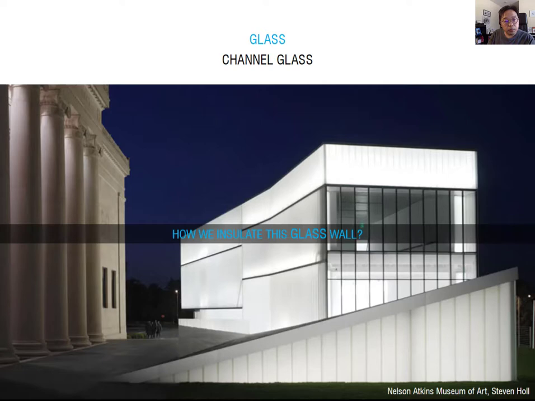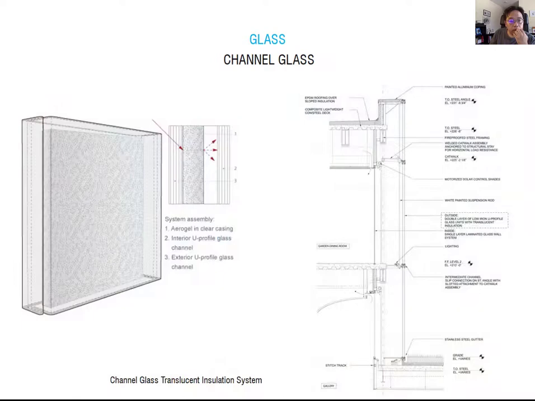How do we insulate this glass wall? Everything is just glass here. No solid wall. No way to insulate. But when you add in solid insulation outside or inside, it doesn't work, because it ruins the obscured or translucent quality. So my question, how do we insulate this glass wall? Maybe you can guess. How can you make an insulating wall when you use channel glass as the exterior wall?